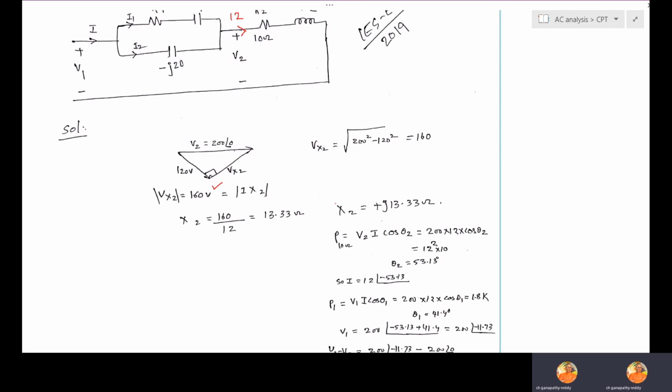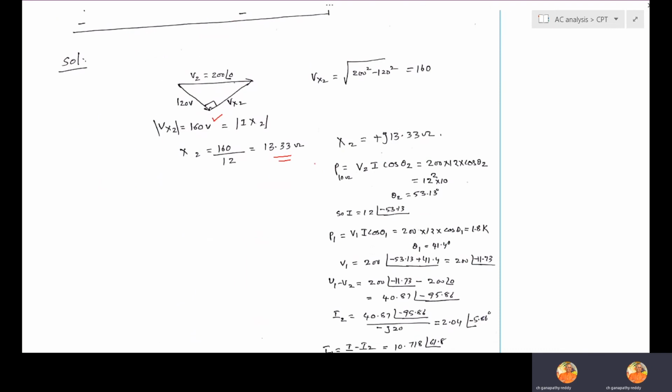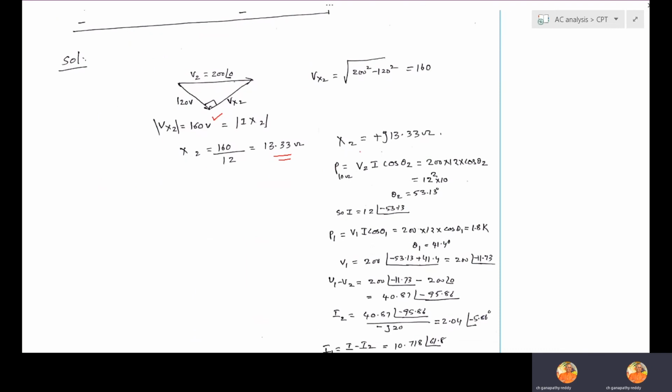This 160 is nothing but current into X2. So what is X2? 160 by 12 is 13.33. He is asking for X2, so we got X2 as plus j13.33 ohms.